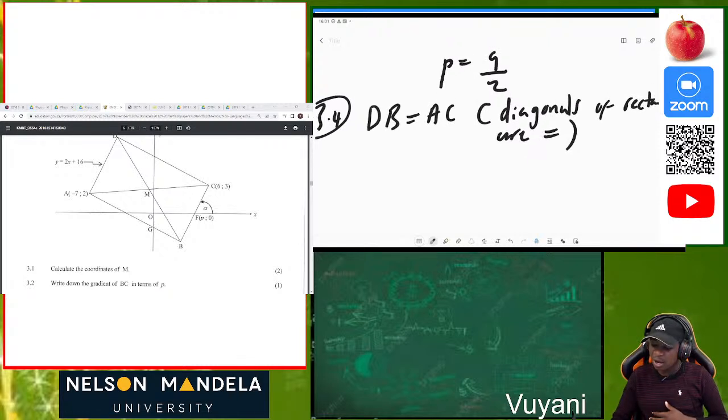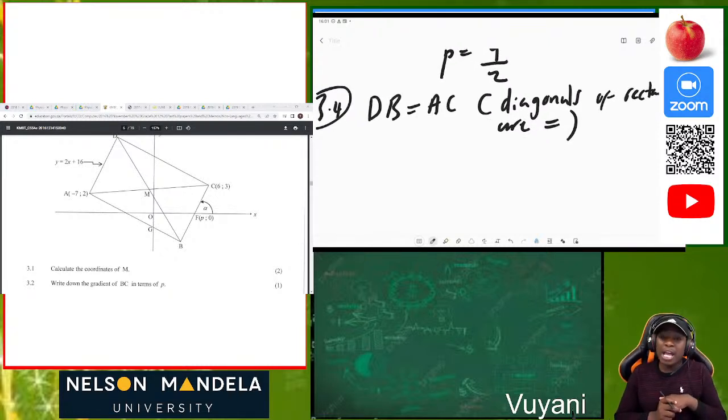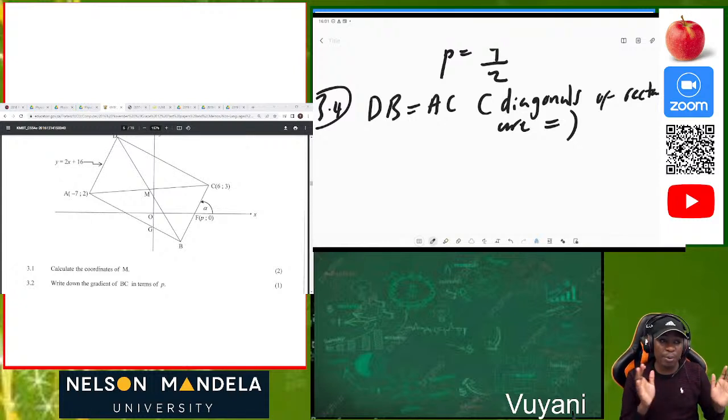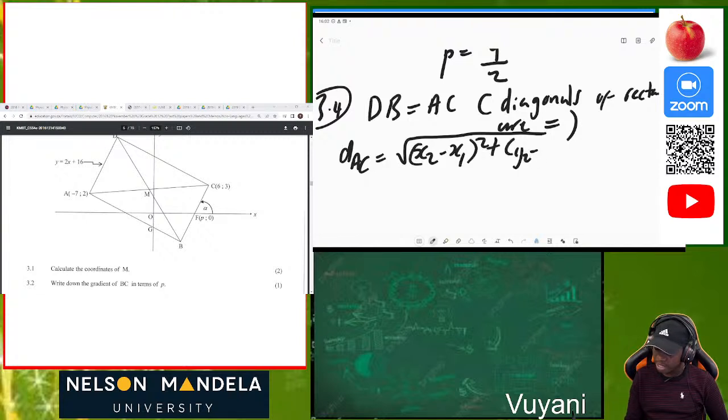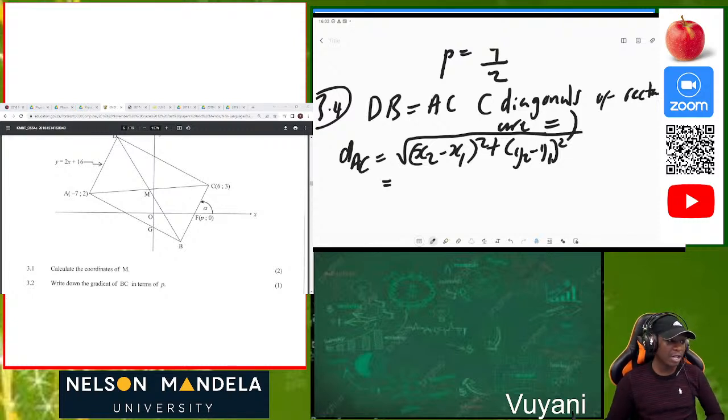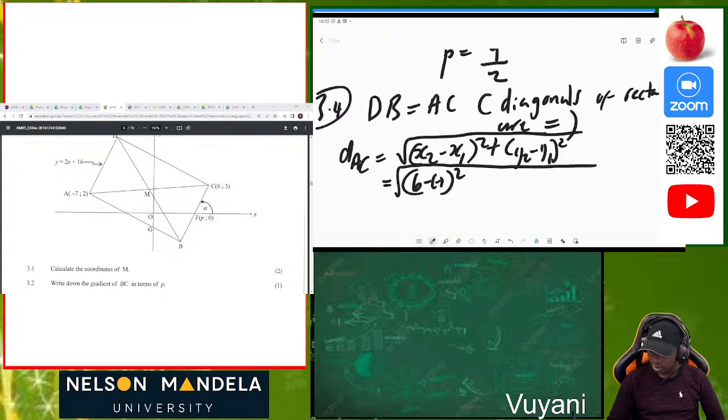So what do we know now? Since DB and AC are the same, and we are already given the coordinates of A and C, we can calculate the distance of AC. The distance formula says the square root of x2 minus x1 all squared plus y2 minus y1 all squared. Let's substitute. It's going to be 6 minus 7 squared, so that you don't get confused, plus 3 minus 2.